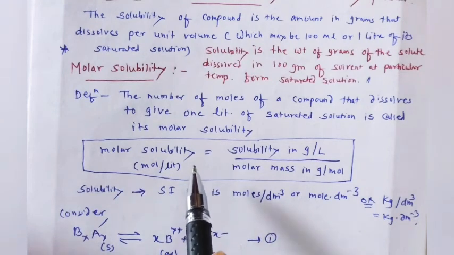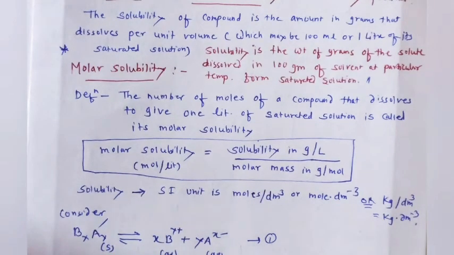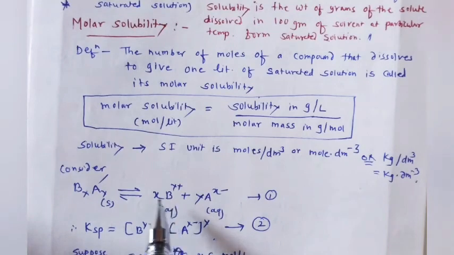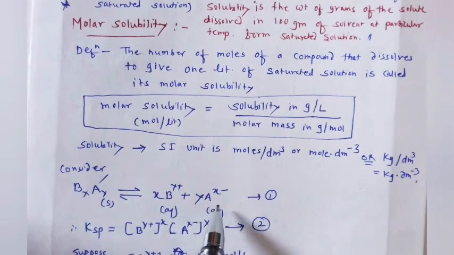That is the relation between solubility and solubility product. Now consider one example so that you can understand. Suppose BxAy is a sparingly soluble salt. It goes to ionic equilibrium, giving x B^(y+) cations and y A^(x-) anions. You know the solubility product formula: Ksp equals [B^(y+)] raised to the power x times [A^(x-)] raised to the power y. This is equation number 1 and equation number 2.